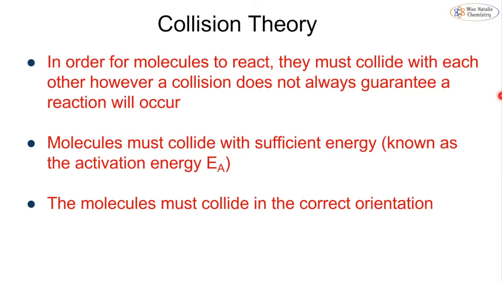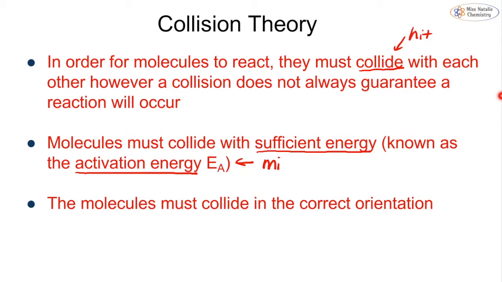So when we're talking about a rate of reaction, we are looking at something called collision theory. And collision theory states that in order for molecules to react, they must collide or hit each other. But a collision does not always guarantee that a reaction is going to occur. There are two factors that we must take into consideration. The molecules have to collide with a sufficient energy, and we call this the activation energy.